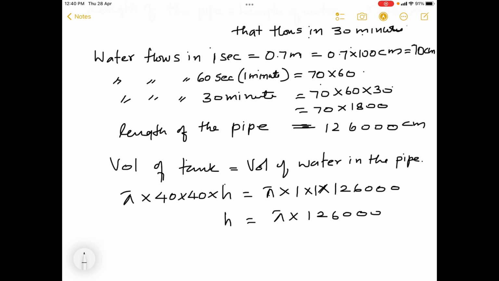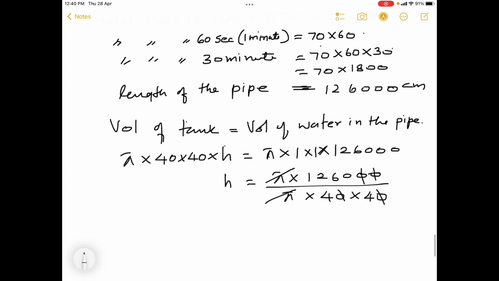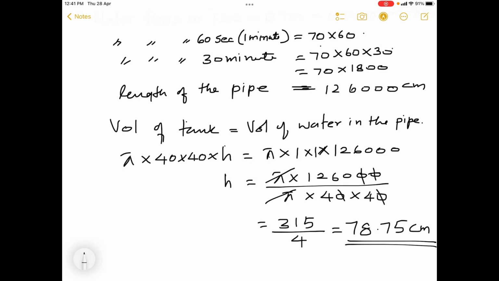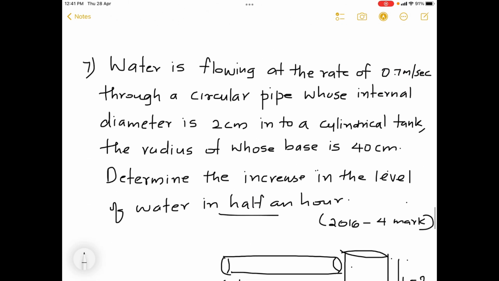H is equal to pi into 1 into 1 into 126000 divided by pi into 40 into 40. Pi, pi cancel. 0 cancel, 0 cancel. 4, 3 times. 3 balance 6 left, 1 time balance 2, 5 ratio divided by 4, is equal to 78.75 centimeter. Height is equal to 78.75 centimeter.